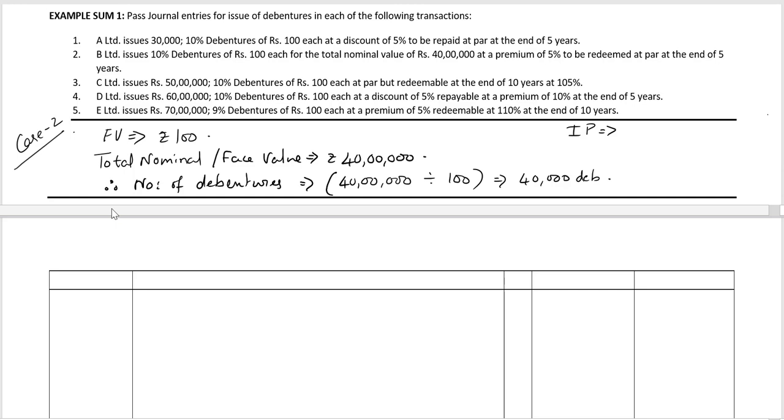The debenture has been issued at a premium of 5%. Therefore, the issue price on a face value of rupees 100 is 105 rupees. And the redemption price, it's redeemed at par. So, the amount of redemption is rupees 100. So, let's go ahead with the solution.